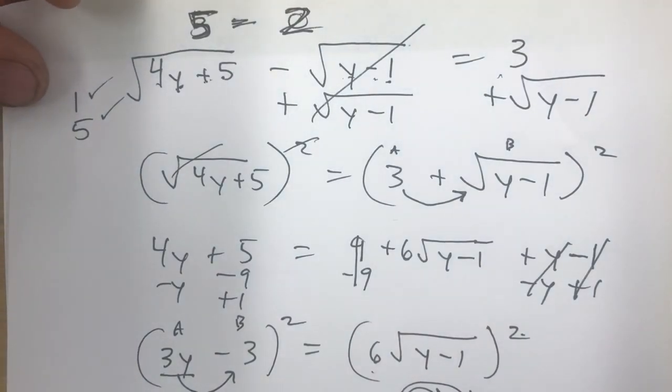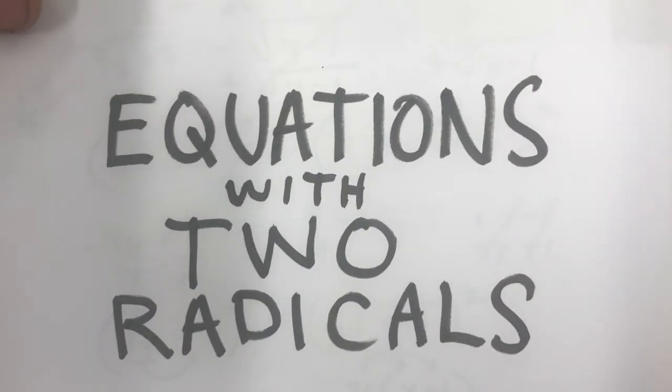Okay. So there you go. That's all I'm going to do. We got equations with 2 radicals.